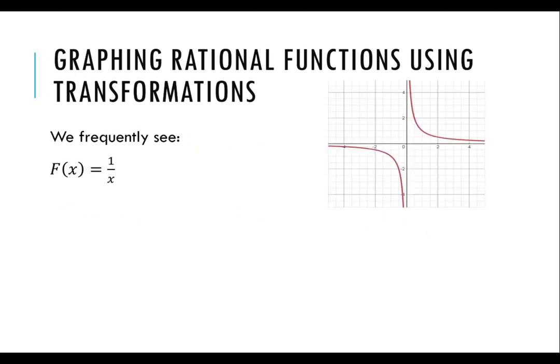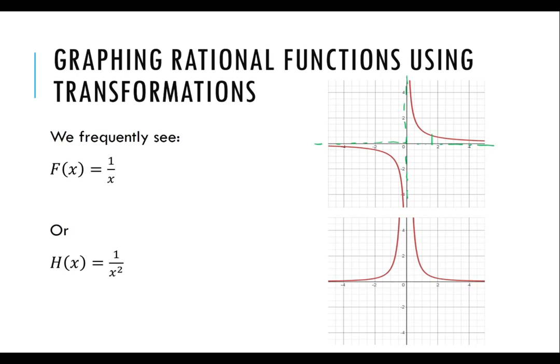That's either going to be 1 over x, which is going to look like this. Notice that we have a vertical asymptote at x equals 0. We have a horizontal asymptote at y equals 0. Or we may see 1 over x squared. Well, 1 over x squared is going to be slightly different. It looks like a volcano. And so notice that once again we have a vertical asymptote at x equals 0, and we have a horizontal asymptote at y equals 0.